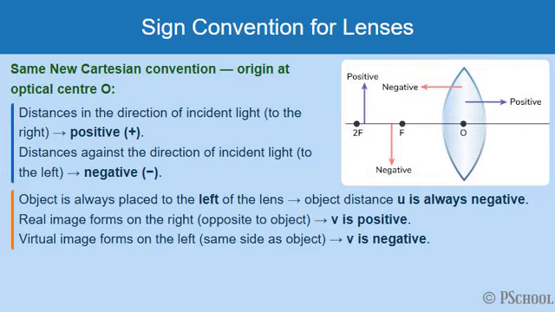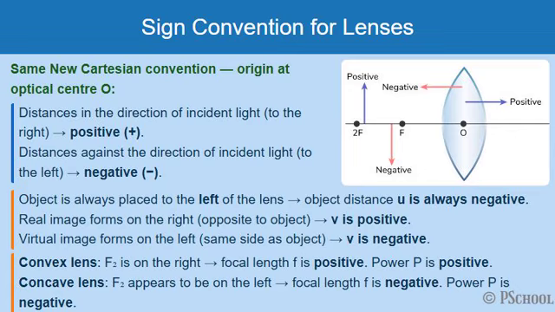Real images form on the right side, opposite to the object, so v is positive for real images. Virtual images form on the left, same side as the object, so v is negative for virtual images. Convex lens, f2 is on the right, f is positive, power is positive. Concave lens, f2 appears to be on the left, f is negative, power is negative.